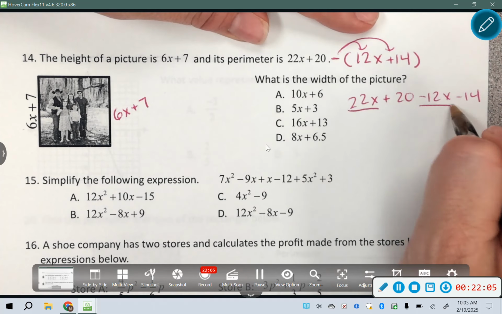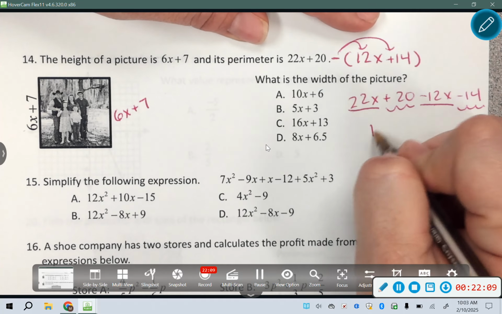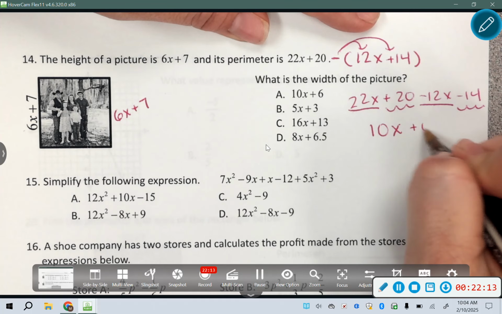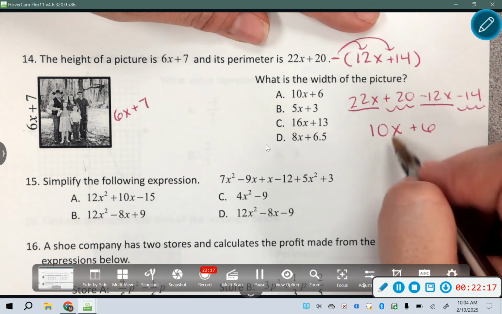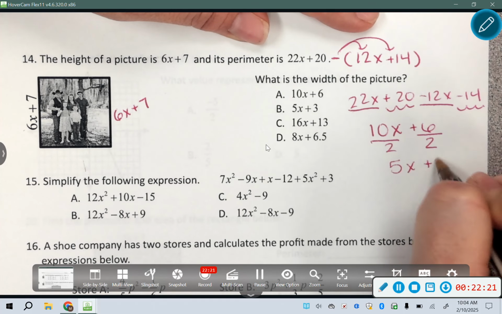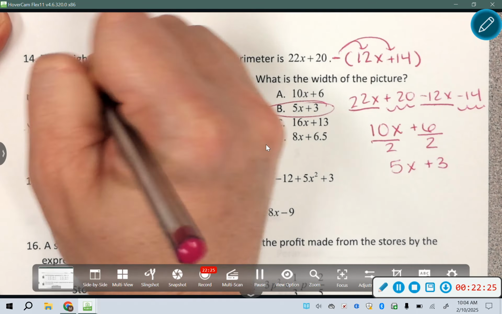And I have like terms here and here. So 22x minus 12x is 10x. 20 minus 14 is 6. And this is these two added together. So I need to divide by 2, cut it in half, and I get 5x plus 3, which is an option. And then we're going to check our work.